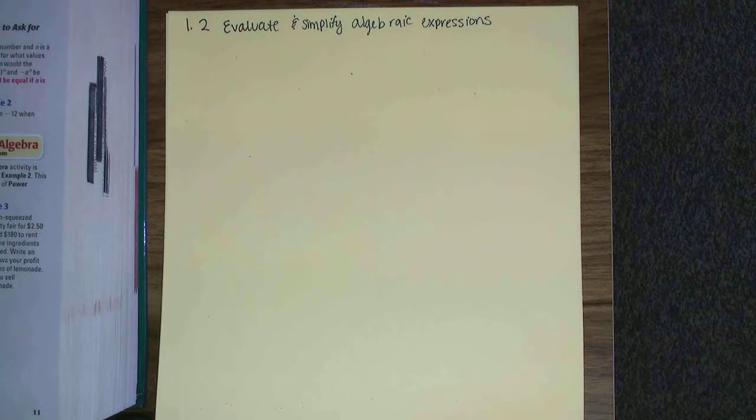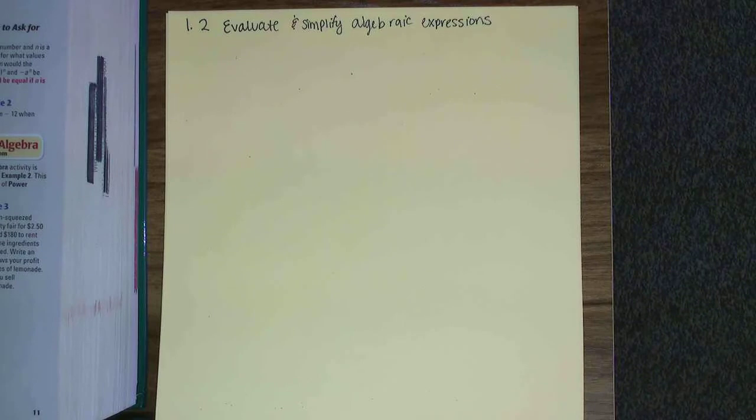Alright, in this section we are going to be looking at evaluating and simplifying algebraic expressions. There are a few important definitions to note in this section. They're labeled, but I'm not going to write down all the definitions. On page 10 it shows you some key vocabulary that you need to know.